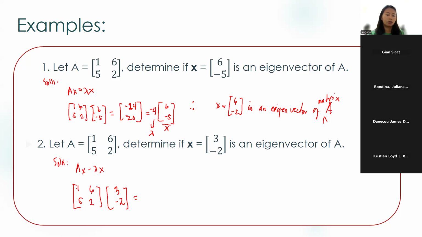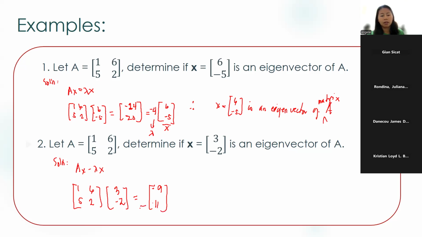Right? So 1 times 3 is 3. 6 times 2 is 12. So 3 minus 12 is negative 9. 5 times 3 is 15. 2 times negative 2 is negative 4. So 15 minus 4 is 11.